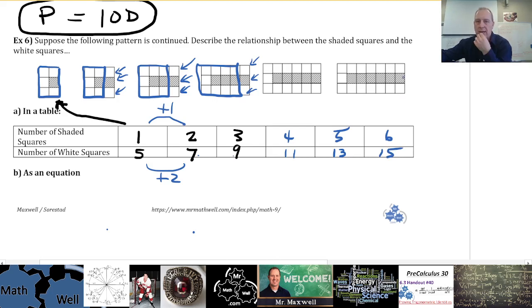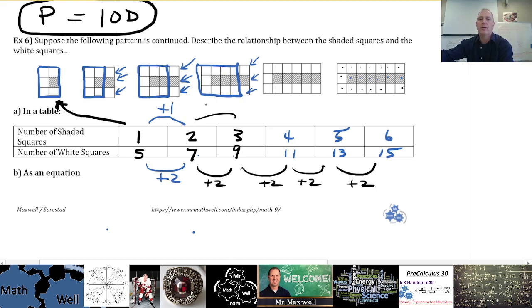So let's just double check. 1, 2, 3, 4, 5, 6. Good. Has 1, 2, 3, 4, 5, 6, 7, 8, 9, 10, 11, 12, 13, 14, 15 white squares. Look at that, perfect. And you can see that we have a consistent change in the, I guess this would be the dependent variable. Now, that's a little tricky to tell which one's which, I get it. But this one moves up by 1, so that's pretty typical that that's going to be your independent variable. It doesn't always have to be that way.